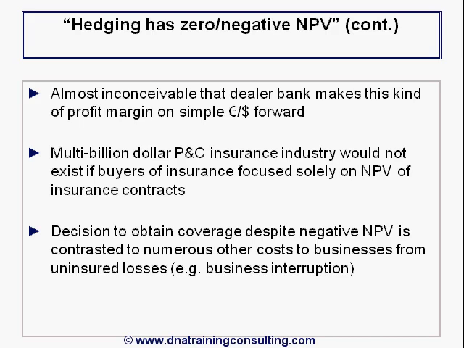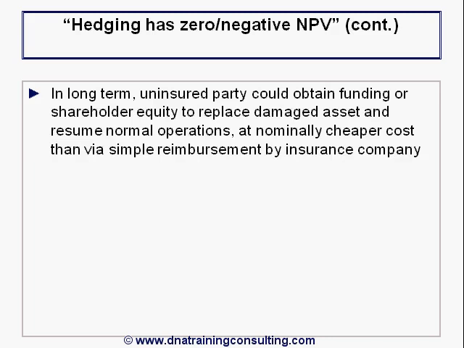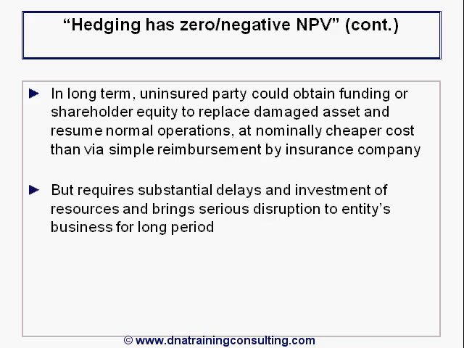In the long enough term, undoubtedly the purchaser of insurance could obtain funding or shareholder equity to replace the damaged asset and resume normal operations, possibly at a cheaper cost than via simple reimbursement from the insurance company when the insurance company's profit is taken into account. But this alternative route might require substantial delays and investment of resources and bring about serious disruption to the entity's business for a lengthy period of time.